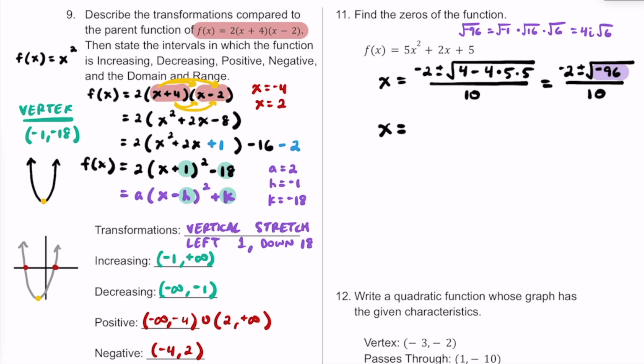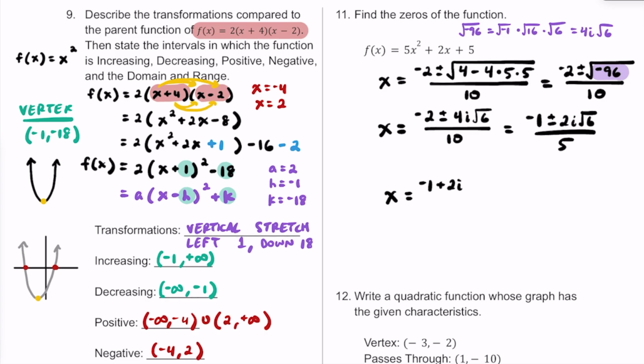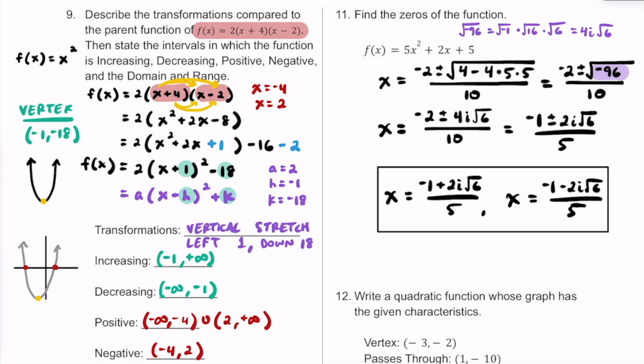All right, so if we go ahead and rewrite this, x is going to equal -2 plus or minus this 4i root 6, that's that simplified version of the square root of -96. This is all over 10. Notice how we have some common factors. We can divide everything by 2. So if we divide everything by 2, we have -1 plus or minus 2i root 6 all over 5. So writing our two complex solutions separately, we're going to say x is -1 plus this 2i root 6 over 5. We can say x is equal to -1 minus 2i root 6 all over 5. These would be our two complex zeros.